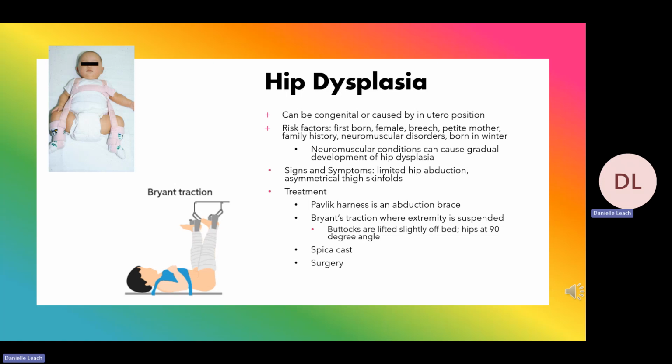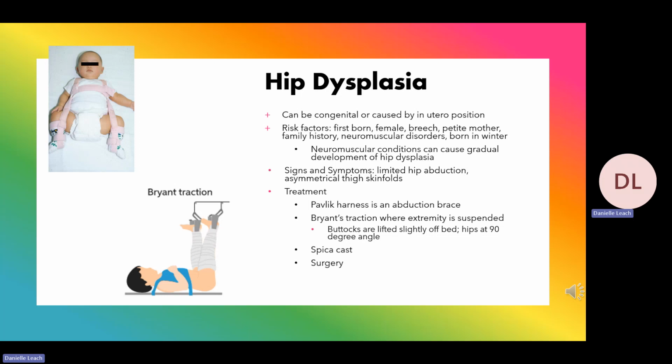Hip dysplasia, also called developmental dysplasia of the hip, can be congenital or it can also be caused by in utero positioning. There are risk factors for this, being the firstborn child to the mother, being female, being breech, a small petite mother, family history, neuromuscular disorders, and actually being born in winter, which is quite bizarre. Neuromuscular conditions can cause gradual development of hip dysplasia, so it might not be right when the baby is born.